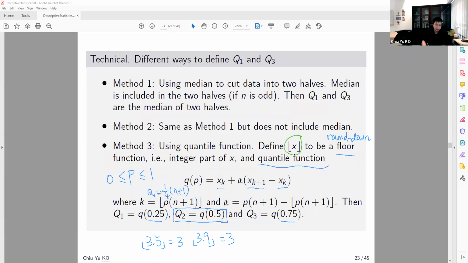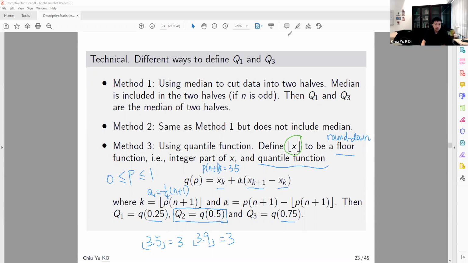Okay, that is the definition. So actually what we want is to look at the round down function. Round down, and then it will be xk, right? Suppose k is 3.5. Not the k, but it should be p times n plus 1.